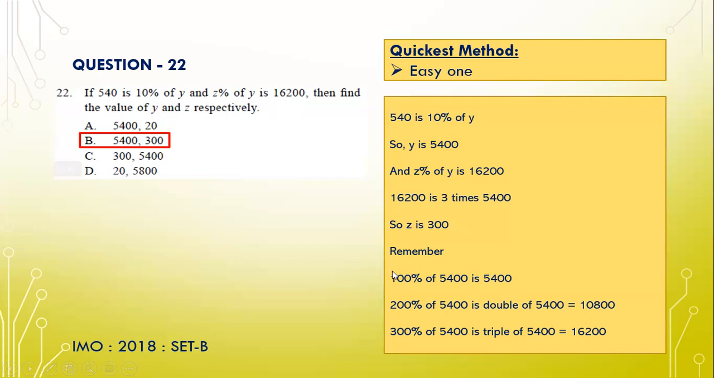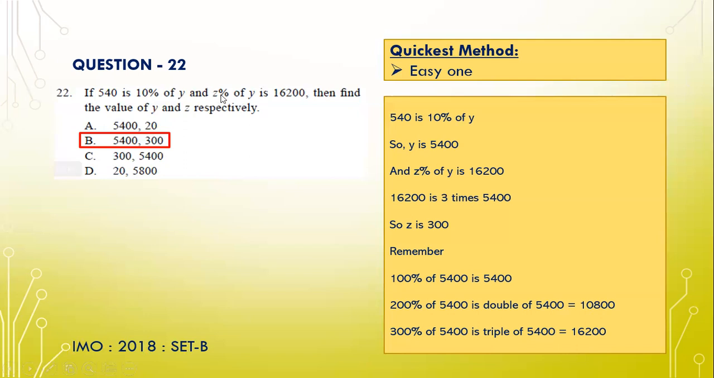Let me show you how. 100% of 5400 is, what is 100% of 5400? The complete number, 5400. 200% of 5400 is twice this 5400, which is 10800. So similarly, 300% of 5400 is triple of 5400. What is triple of 5400? 3 times 5400 is 16200.